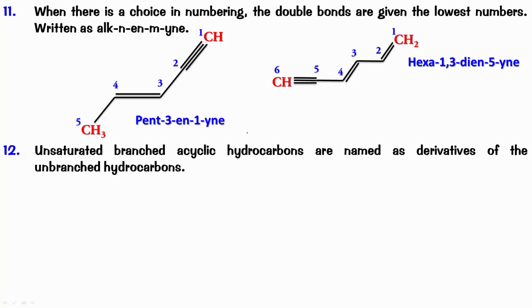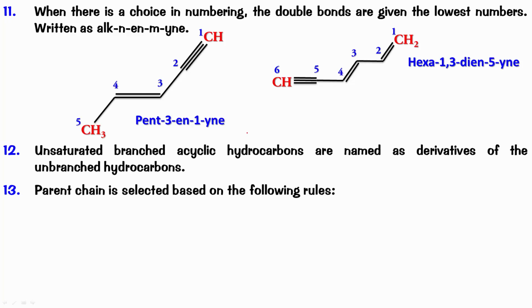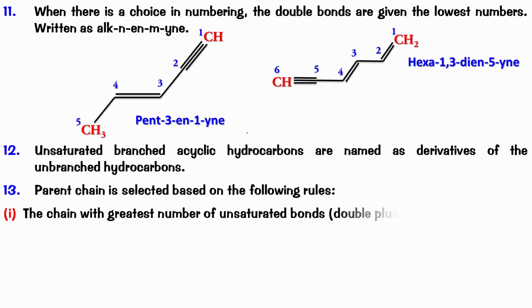Now comes the question, how do we select the parent chain? The most important part. So the parent chain is selected based on the following rules. The first rule is you have to select that chain which has the greatest number of unsaturated bonds. When I say unsaturated bonds, I mean to say double plus triple. The total number of double plus triple should be maximum. The chain with greatest number of unsaturated bonds.